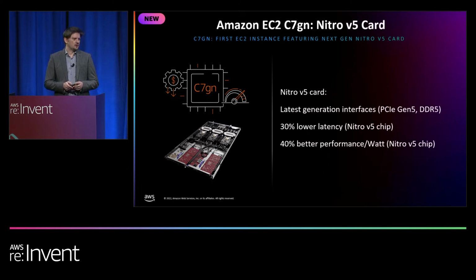So these cards are designed using the latest generation I/O interfaces. They use PCI Gen 5. They use DDR5 to offer higher throughput and make them more responsive. As a result, we're able to lower latency by 30% just at the Nitro V5 chip level. And we do this with 40% better performance per watt. You can see 3 of these cards in the C7GN server. They're red colored, so each CPU gets a Nitro V5 card.